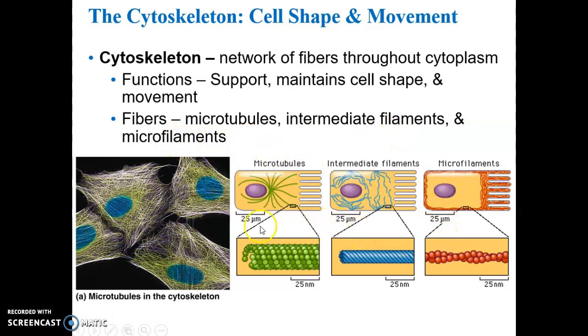You don't need to know the sizes of these things or what components of the cytoskeleton they are involved with, or what they do individually within the cells. All I want you to know is that microtubules, intermediate filaments, and microfilaments are the different types of fibers that make up the cytoskeleton within cells.